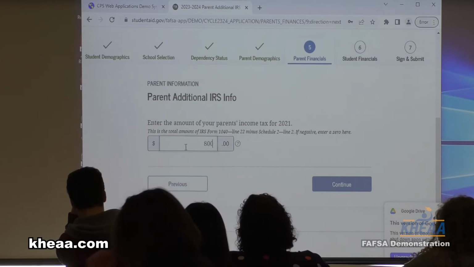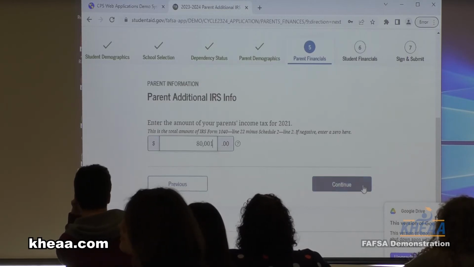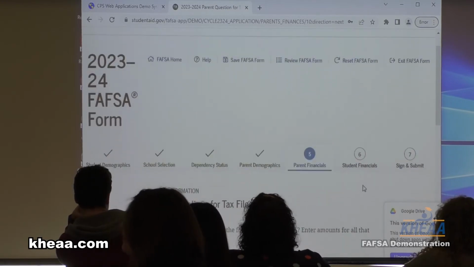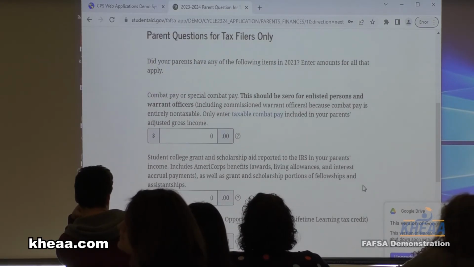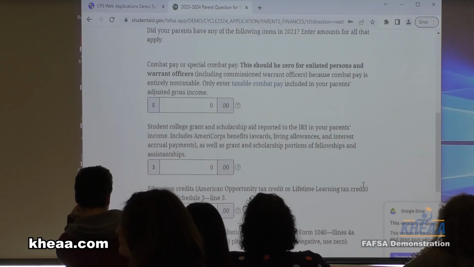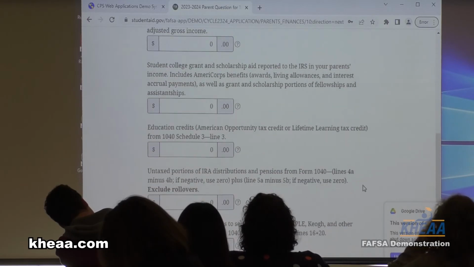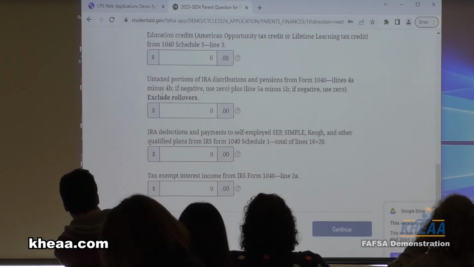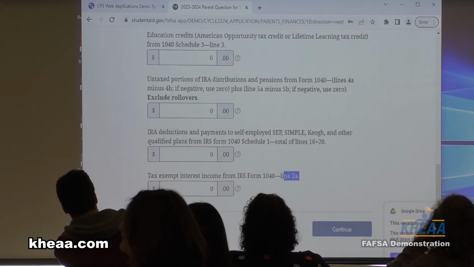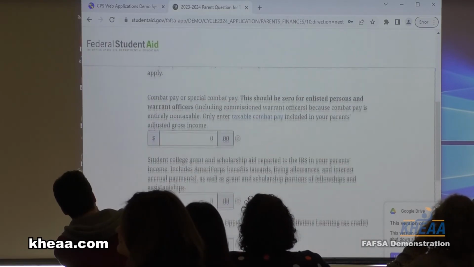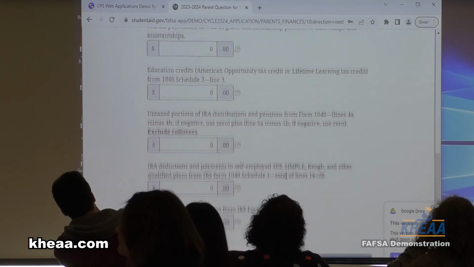Combined together it'd be 80,000. So combat pay, this should be 0 for enlisted persons and warrant officers. So a lot of this information will be transferred onto your account. If it's not on there, more than likely you don't have it. So tax exempt, all that stuff. So like I said, it will tell you which line to look from and things like that as well. Is everybody staying with me? Everybody know what I'm talking about? All right.